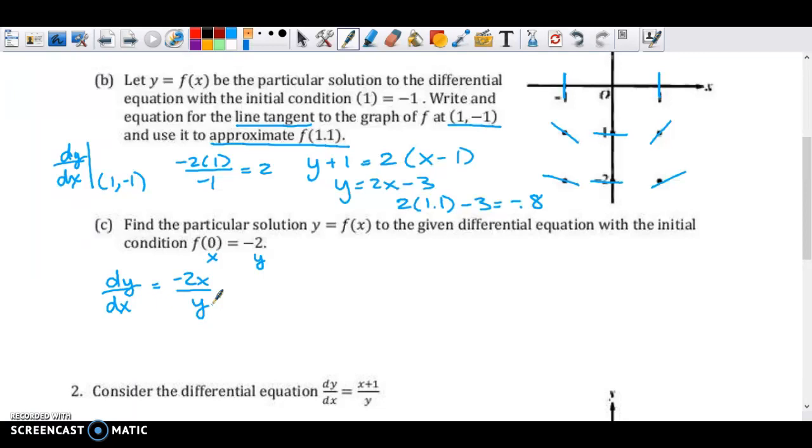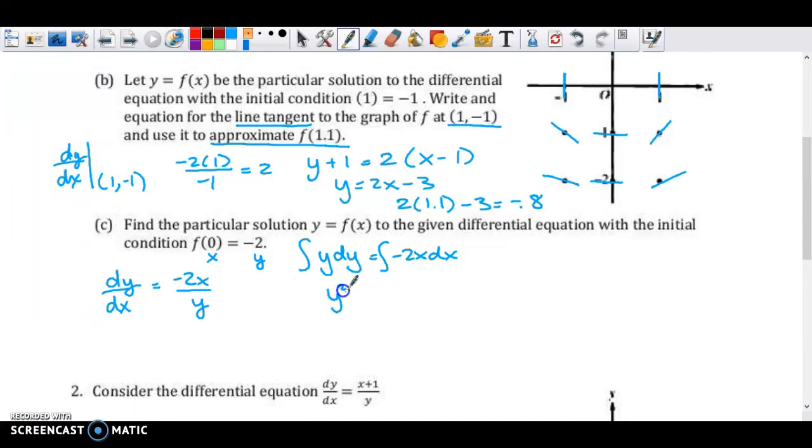And what you're going to do is cross multiply so that we get our y's together and our x's together. And then we're going to take the integral. So I'm going to step over here and I'm going to do y dy equals negative 2x dx. Once you have that, I just did that from cross multiplying, I'm going to take the integral on both sides.